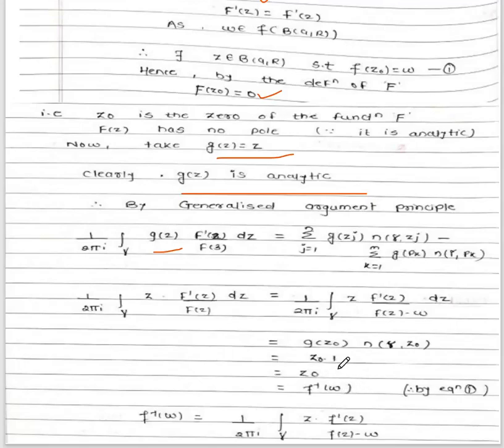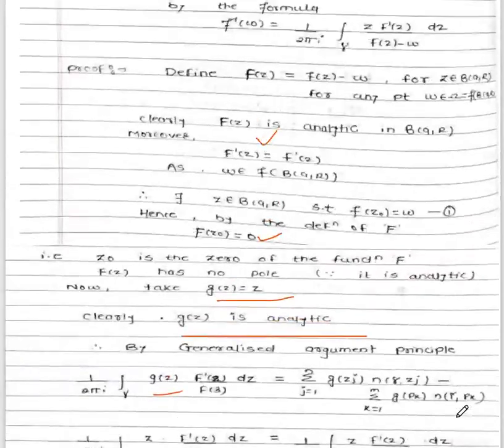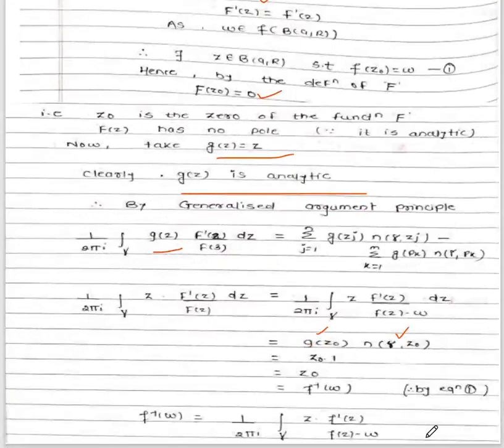Here we have g of z0 times the index of the closed curve at the point z0. The value of this term is z0 and the value of the index term is 1. So therefore z0, which implies f dash of w, by using equation number 1. Therefore f dash of w equals 1 upon 2 pi i integral over curve gamma of z into f dash of z upon f of z minus w. So this is the proof of the given generalization of the argument principle.